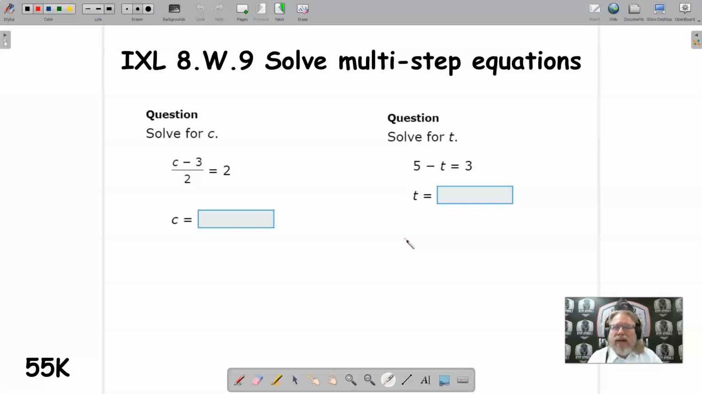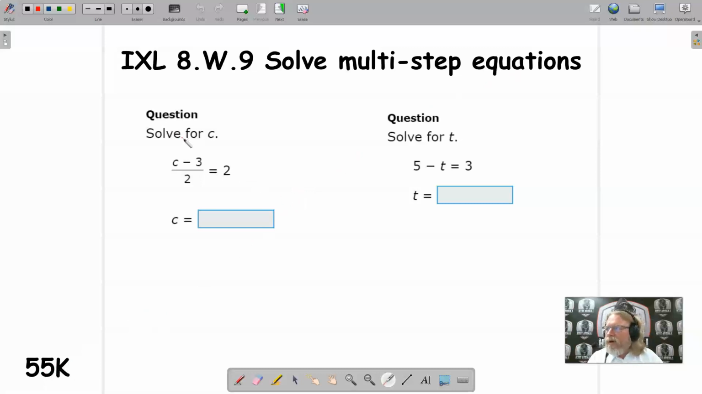Hello, this video is for IXL activity 8.W.9 where we're going to solve multi-step equations. The 3-character code for this activity is 55 kilo, 55 kilo.